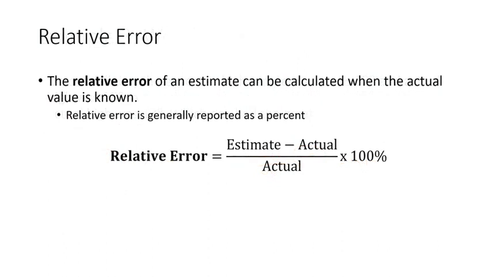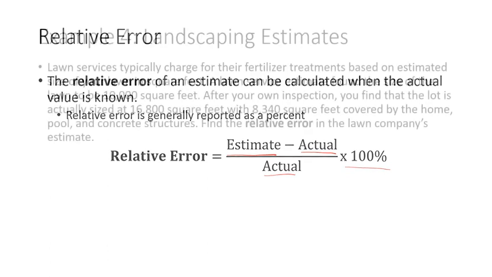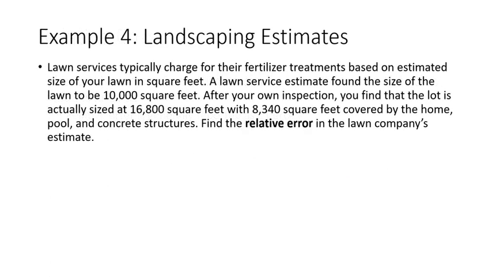Finally, in some cases, we want to calculate the relative error of an estimate, which can be determined when we know the actual value after some calculation or some other means. And so to calculate the relative error, it is just the estimate minus the actual value divided by the actual value, and then times 100%. We're going to convert it to a percent. So lawn services typically charge for fertilizer treatments based on the size of your lawn. Lawn service found the size estimate to be 10,000 square feet.